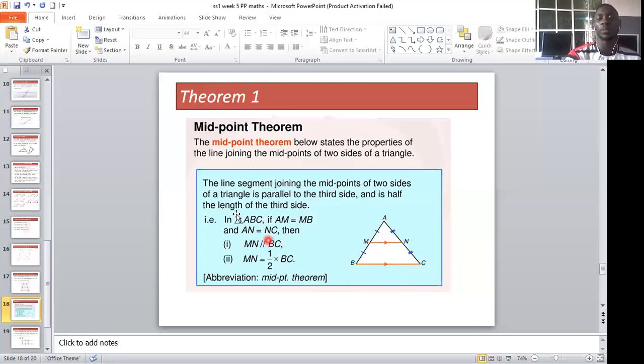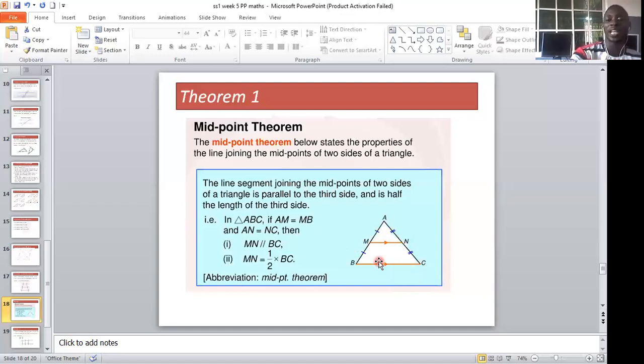So this is a triangle ABC. If AM is equal to MB, you can see they are indicated, and AN is also equal to NC, MN will be half of BC. That's what the first theorem, the midpoint theorem or the intercept theorem, states. That is, the line segment joining the midpoint of two sides of a triangle is parallel to the third side and is half the length of the third side.